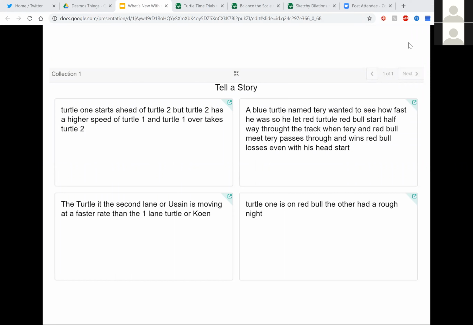I love the bottom right. Turtle 1 is on Red Bull. The other had a rough night. But really what I'm looking for is students to personalize the experience. This is going to be all about position and speed, and that's going to pay off later when we start looking at expressions and equations, which is what a lot of turtle time trials is about.